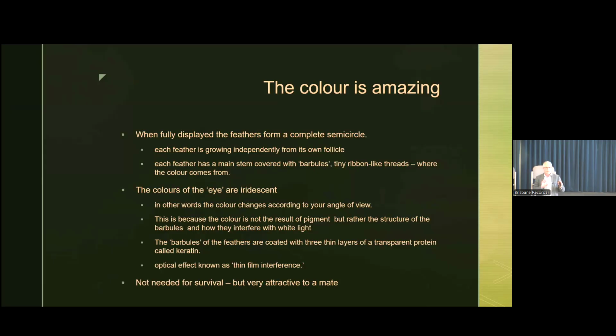So there's some iridescence around those colours, and that's because the colour is not the result of a pigment in the feather, it's the result of how light bounces off the feather through these tiny little coatings of transparent protein called keratin. So each of these feathers have a little layer of keratin on them, and that's how the light, when you look at it from different angles, causes slightly different colours. So it's not something that the animal needed to survive from a threat, but it was certainly very attractive to its mate.